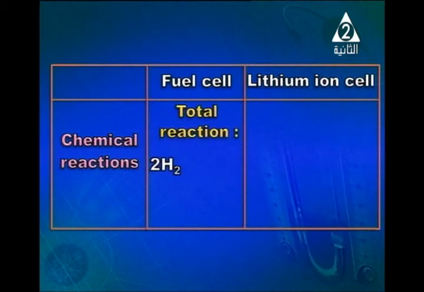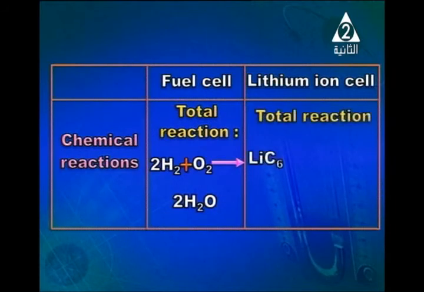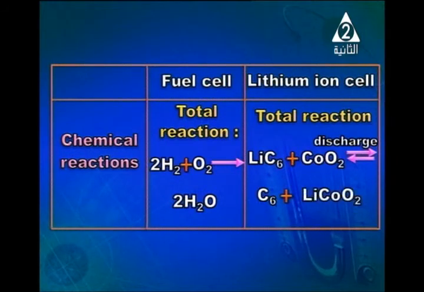The chemical reaction in both of them. The total reaction in the fuel cell is 2 hydrogen plus oxygen. It's a primary cell, so it is in one direction. It gives 2 water. While the total reaction in the lithium ion cell is LiC6 lithium graphite plus cobalt oxide CoO2, in a reversible reaction because it is a secondary cell, it gives C6 and LiCoO2, lithium cobalt oxide. This is the discharge reaction, and the backward is the charging reaction.